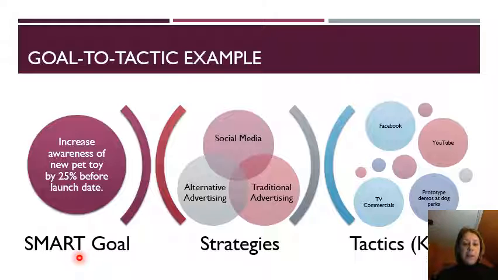So for instance, the SMART goal that I might choose would be to increase awareness of the new pet toy by 25% before the launch date. You'll see it's specific because I'm talking about the new pet toy. It's measurable, I've got a number in there, 25%. It is attainable, and it is relevant because that's what the company wants me to do. And it has a time frame: before the launch date.